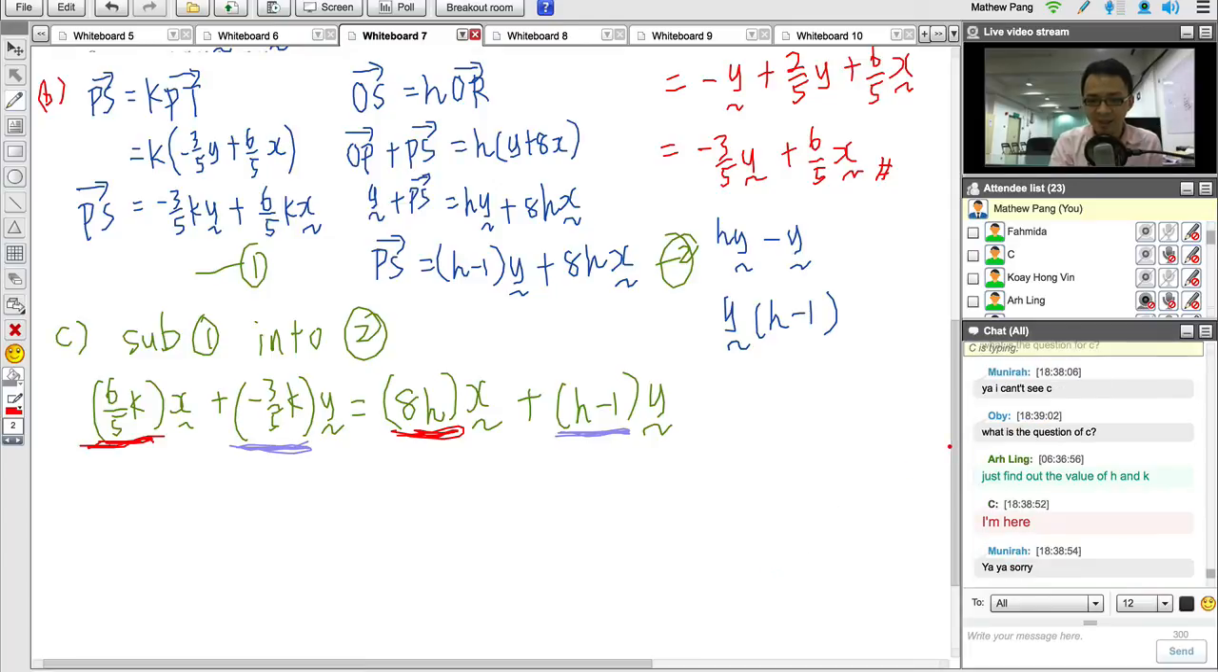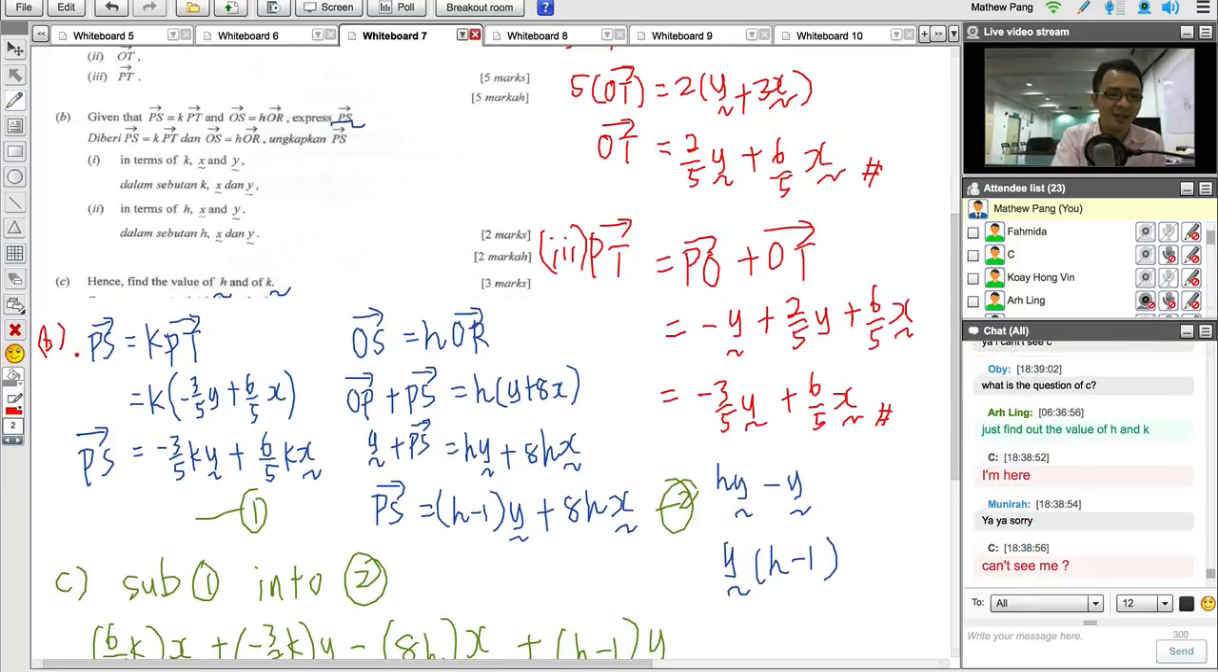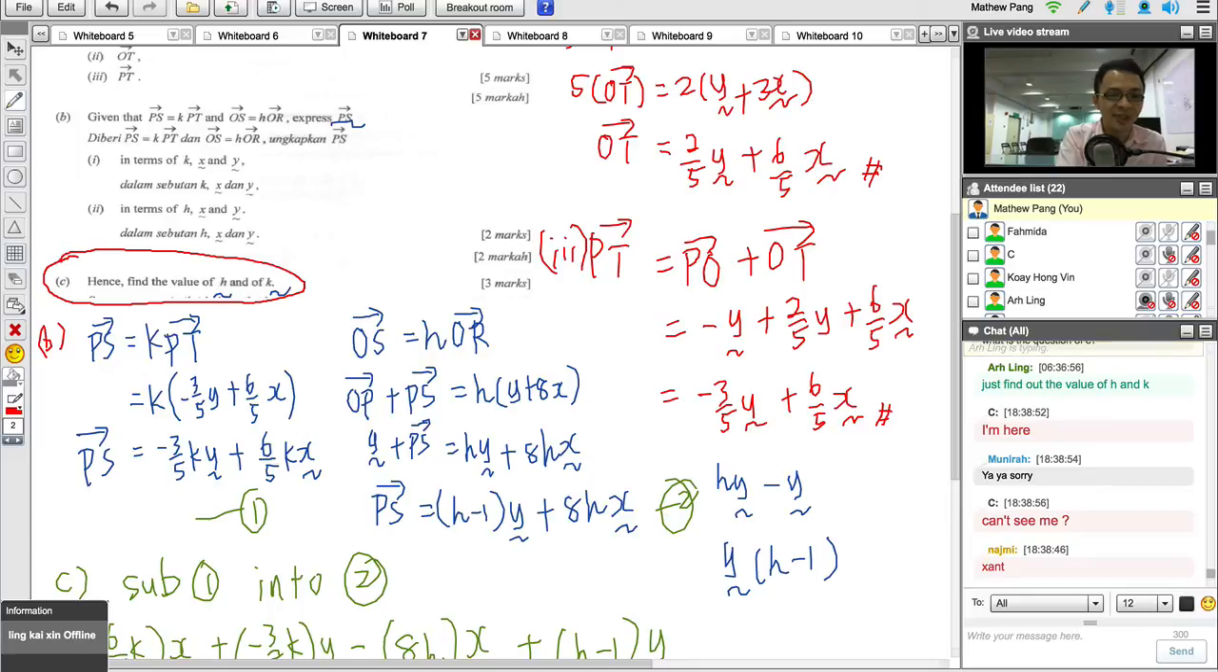What is the question C? Oh, you can't see the question C? Yeah, the question C is over here. Hence, find the values of P and the values of H. Can you see it?